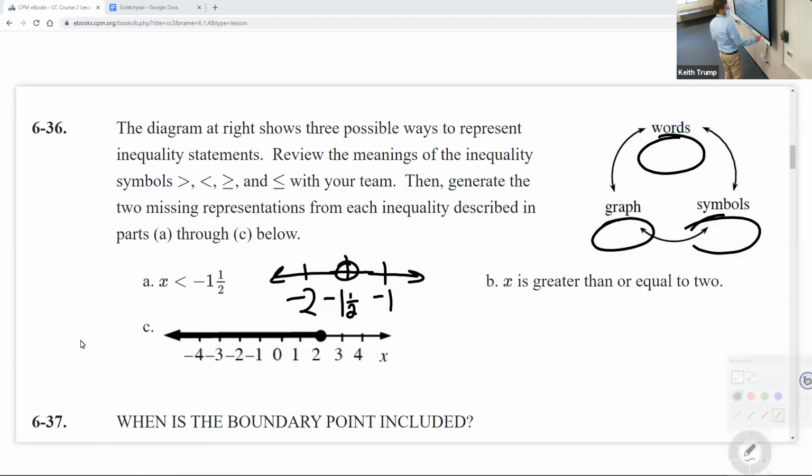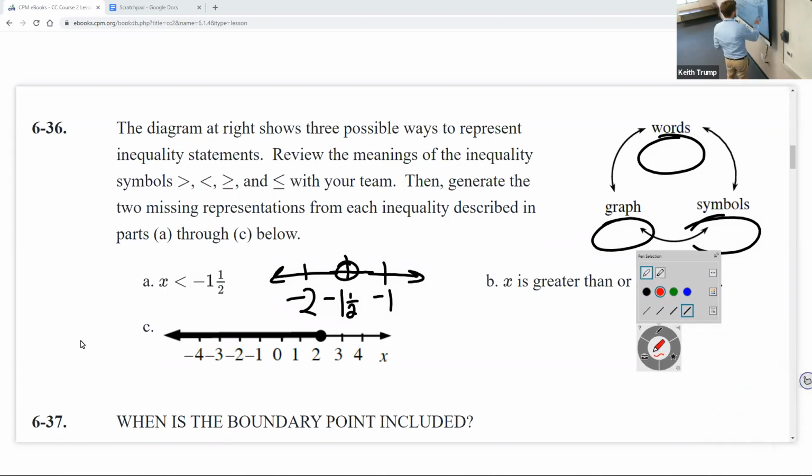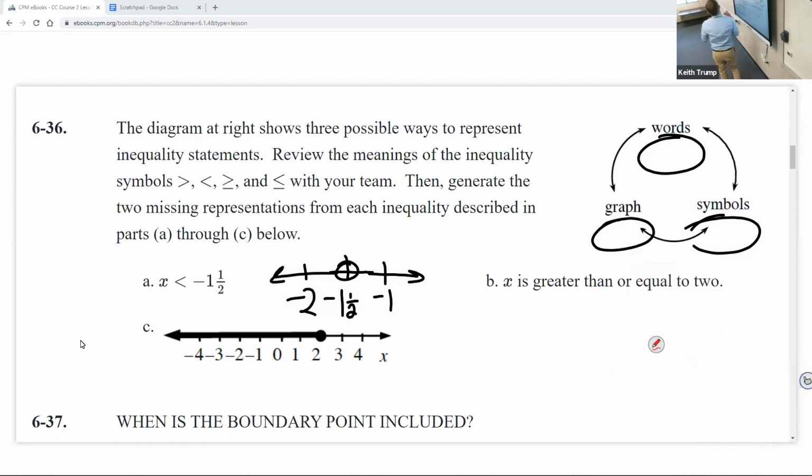Is to shade in the line. And this is where it gets a little tricky because you're shading on top of a line. You have to kind of shade a little darker than the line to make sure that it's clear, okay? So we are talking about all numbers. X could be any number less than -1.5. So any number less than -1.5 is going to be these numbers here.